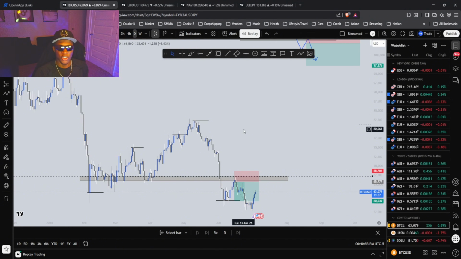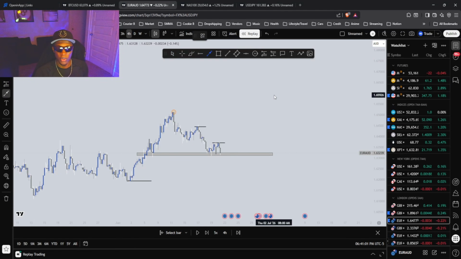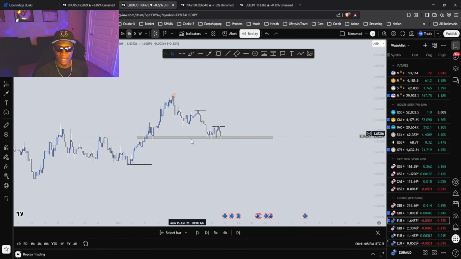Now let me show you a different chart where ICC applies perfectly. Okay, so boom, looking at this chart, what do we see here? We see price is on a downtrend, right? And price is headed to a level of support and resistance. So what do we know just looking at this chart right here?